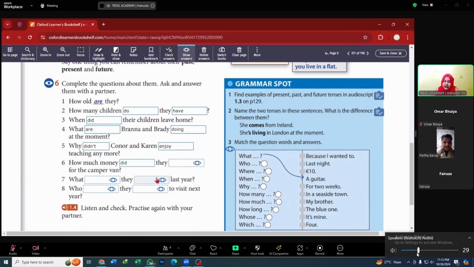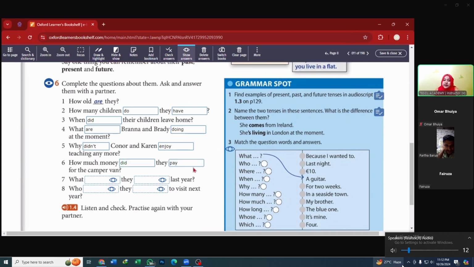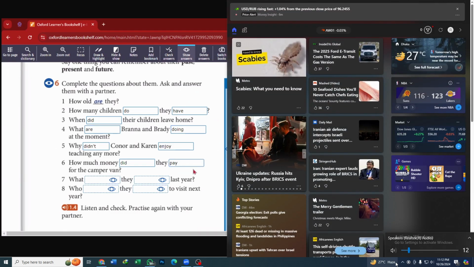Very good, both of you. Well tried. How much money did they pay for the camper van? Okay. Number 7. What dash they dash last year, Mr. Partho?